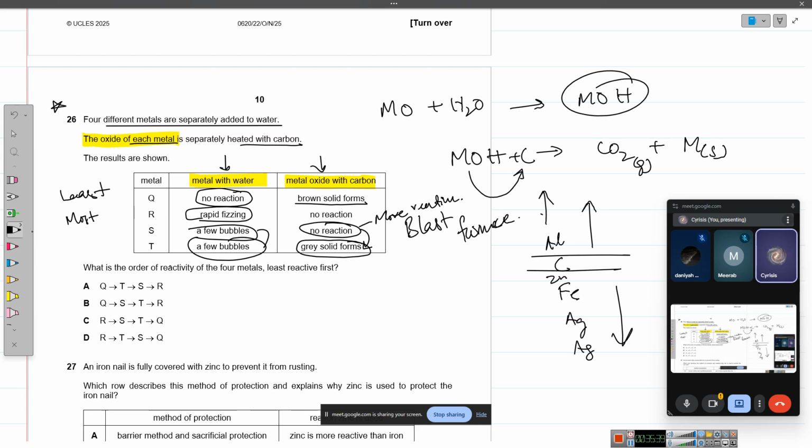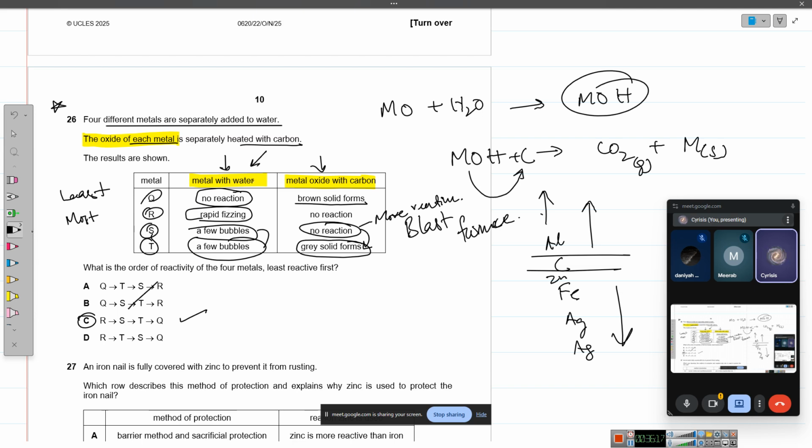So I think the order is going to be no reaction with metal, Q is going to be the last, right? So Q is going to be last. So A, B are crossed out, and out of these, R is the first one. So C and D, right? And out of S and T, we are going to see few bubbles and gray solid forming. That means the carbon is reacting, and carbon will not react with the more reactive one. So S will come first, right? So it would be R, S, T, and then Q, right? R, S, T, Q. C is our option, right?